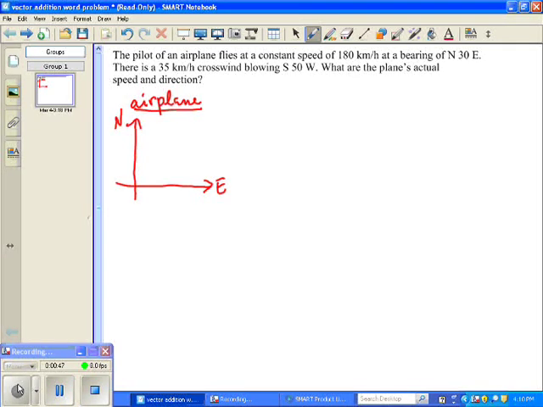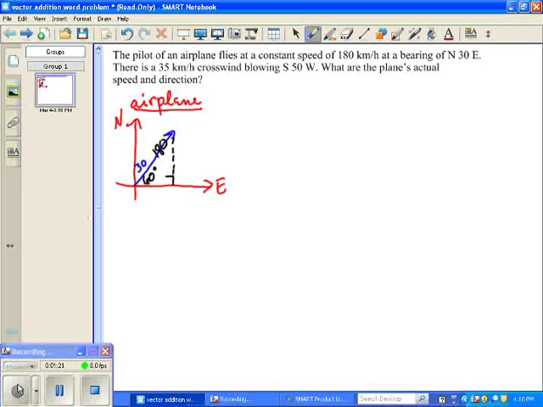So we start with the line that's north, and then we take a 30 degrees angle towards the east. So it's like this vector right here. Now the angle is between the north and the vector. Also the length of the vector is 180 because the length represents the speed. So we need the inside angle, which would be 60.